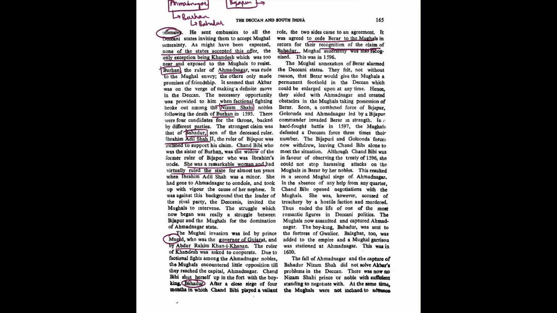So it was ruled by Chand Bibi's husband, but now, since her husband's death, Ibrahim Adil Shah was the ruler. Chand Bibi went to Ahmednagar to console her brother's death and was supporting her nephew. So, in order to safeguard Bahadur's claim and to safeguard the territory of Ahmednagar, Chand Bibi actually fought valiantly.